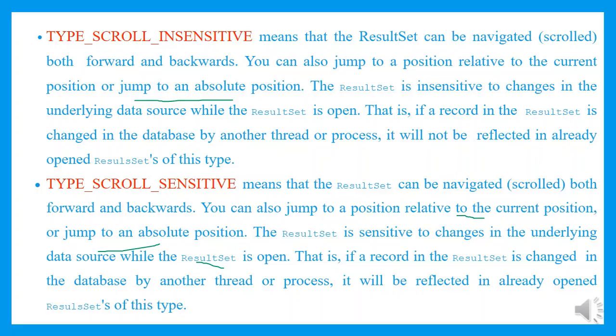In insensitive, whatever changes are made by one thread or process are not going to affect the other thread or process. Sensitive means whatever changes are done by one thread or process to the database are going to be reflected to the other thread or process. These are the three different types of constant fields of the result set which are passed as an argument to the createStatement method.